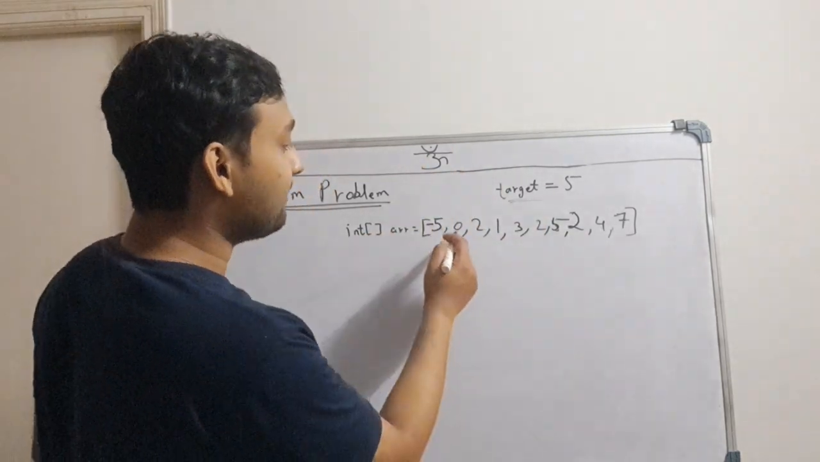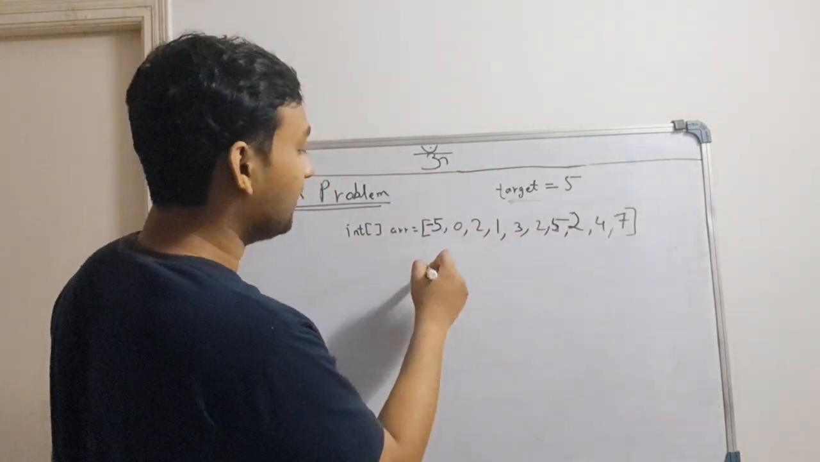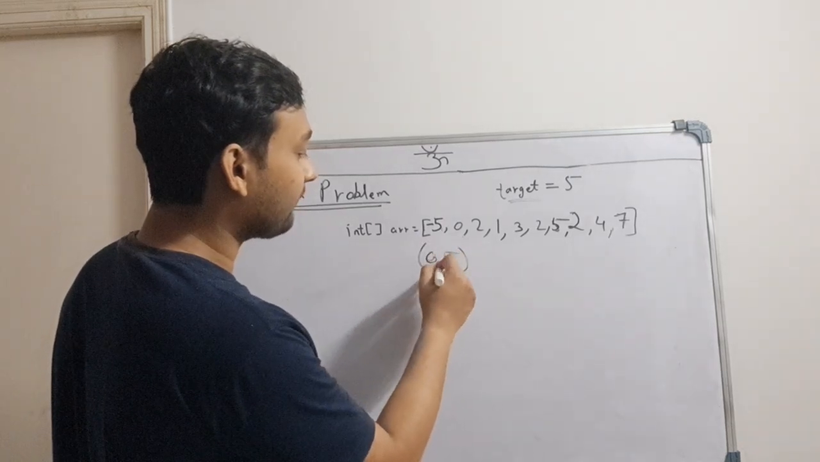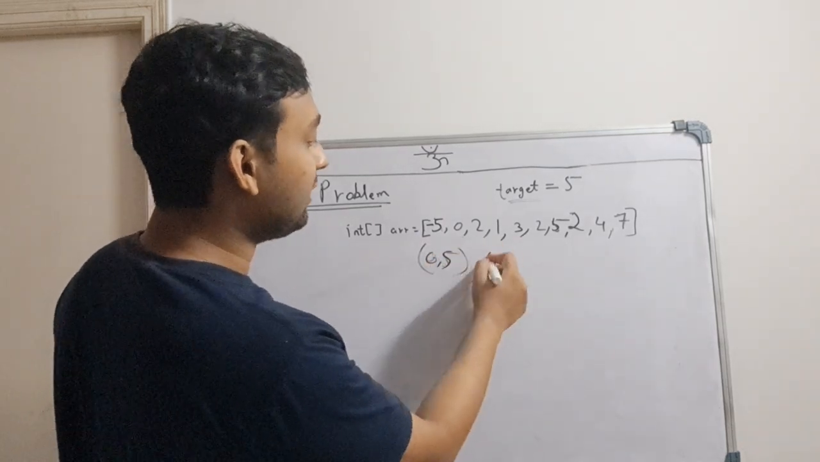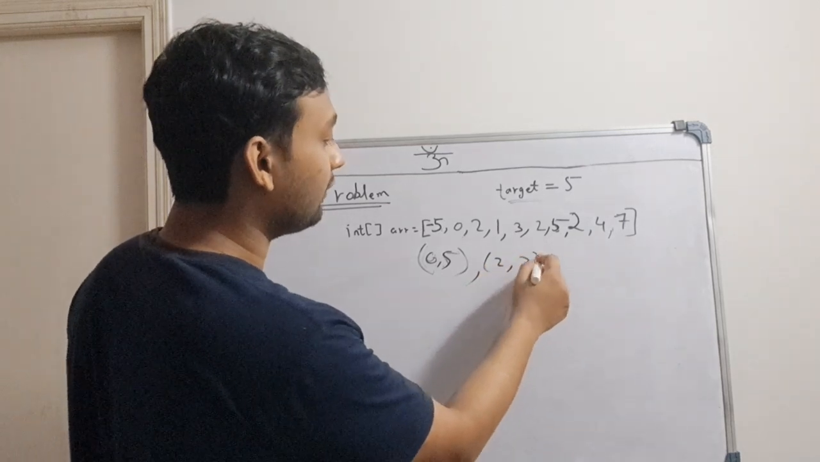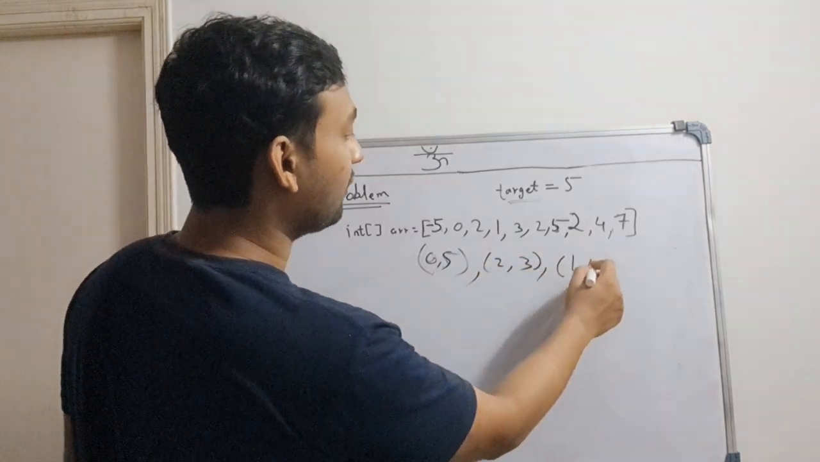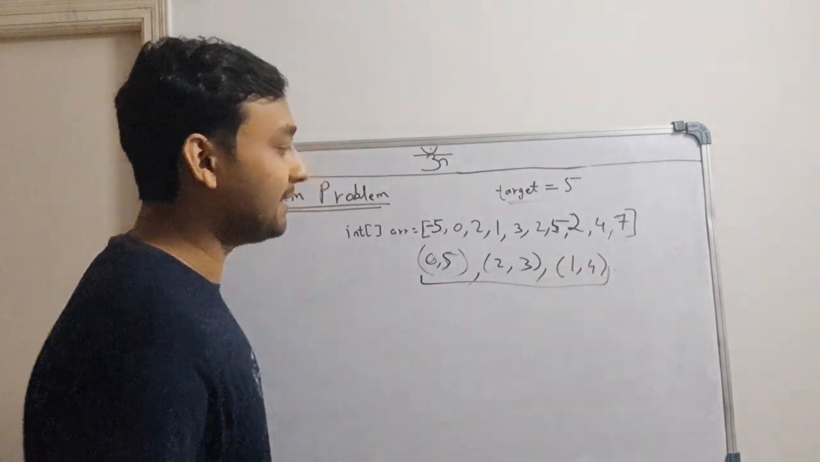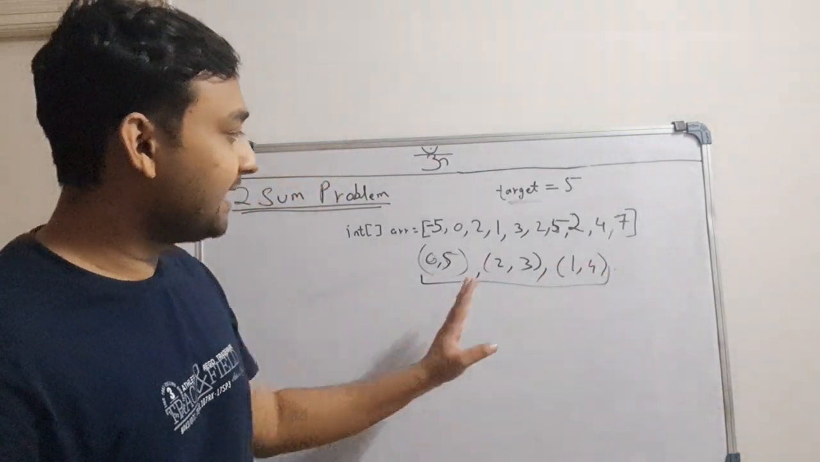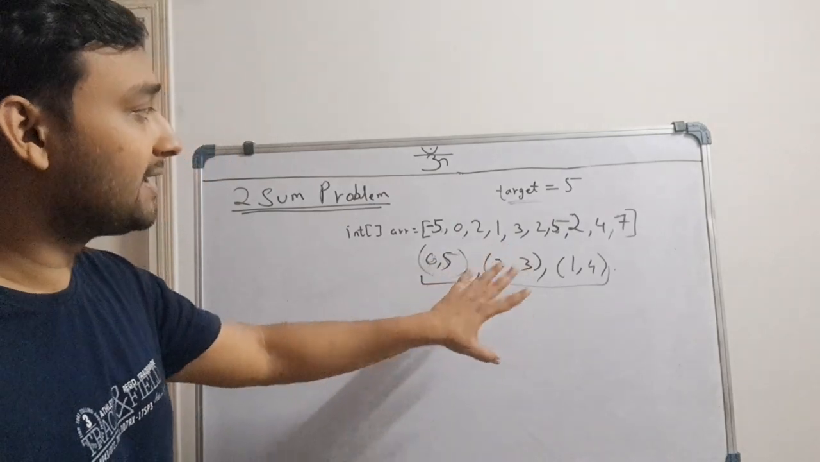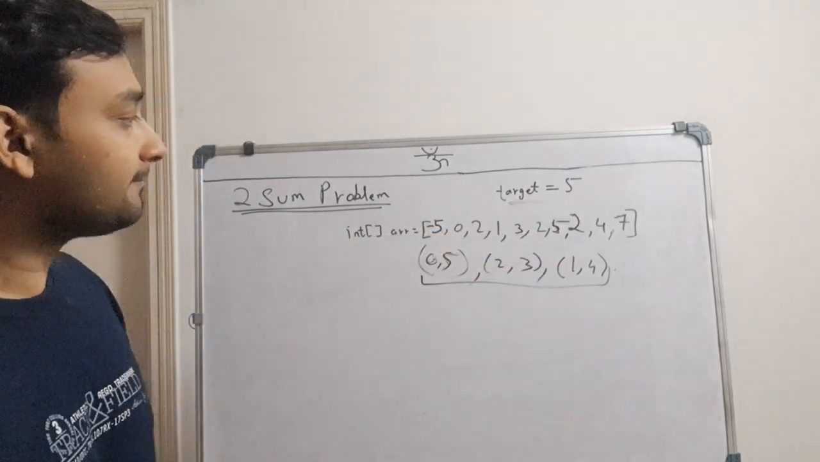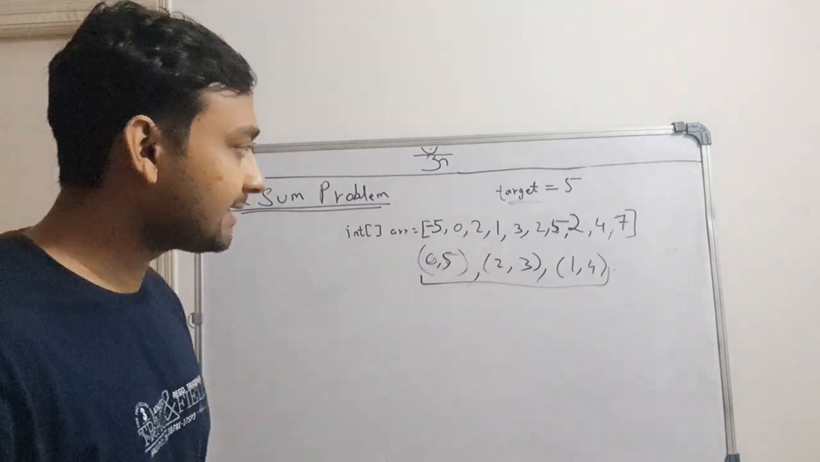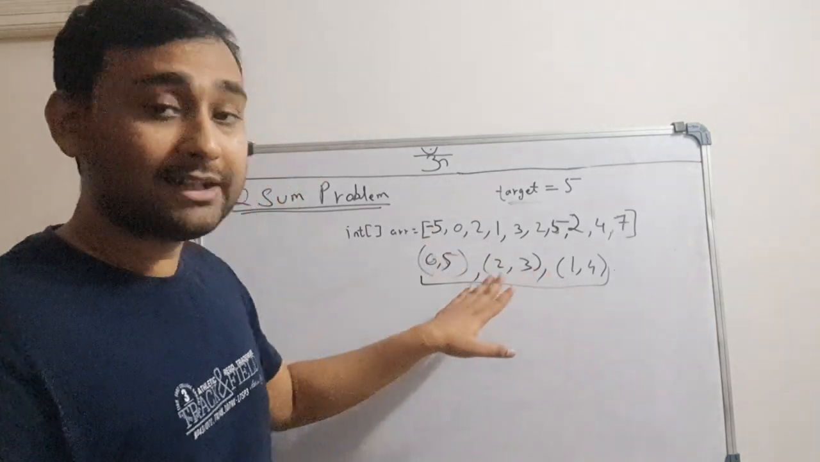There can be 0 and 5, which can be one of the answers. Another can be 2 and 3. Another can be 1 and 4. These three will be my possible answers. Can you think of any other pair which adds up to this target value? I don't think so. Apart from these, no other will give you this answer.